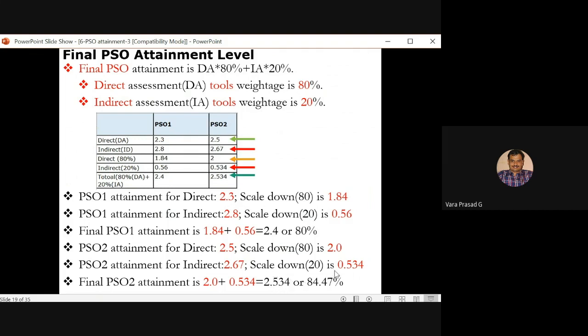In case you want to represent it as a percentage, what do you have to do? 2.534 divided by 3. Why divided by 3? Because the maximum weight is 3 here: 1 is low, 2 is medium, 3 is high. So it is 84.47. Like that, you have to calculate the remaining PSOs. The final PSO attainment for PSO1 is 2.4, and the PSO attainment for PSO2 is 2.53. In this way, you have to calculate.